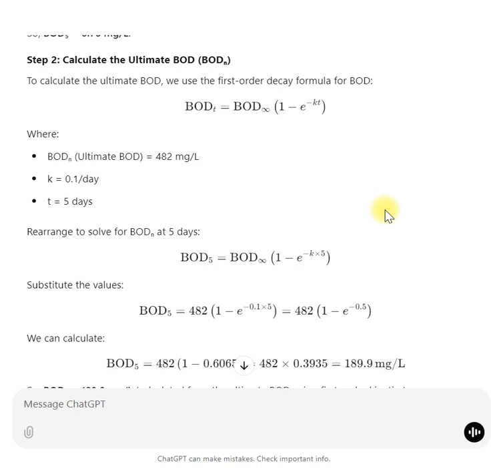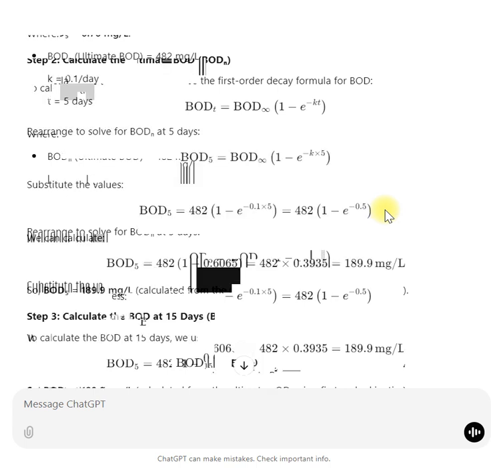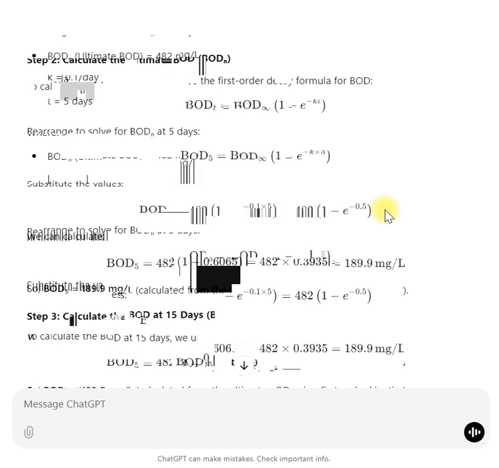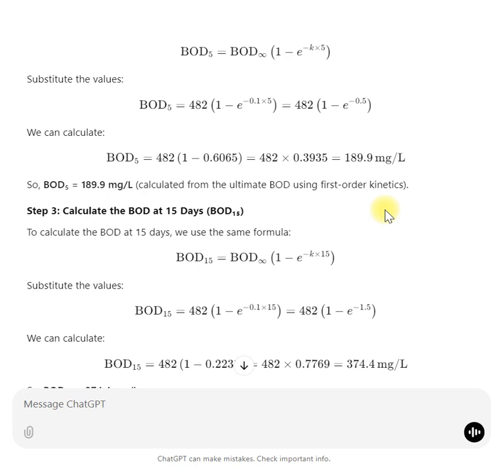Rearrange to solve for BOD at 5 days. BOD_5 equals BOD_ultimate times (1 minus e^(-kt)). Substitute the values: BOD_5 equals 482 times (1 minus e^(-0.1 times 5)), which is 482 times (1 minus e^(-0.5)). We can calculate: BOD_5 equals 482 times (1 minus 0.6065), equals 482 times 0.3935, equals 189.9. So BOD_5 equals 189.9 milligrams per liter, calculated from the ultimate BOD using first order kinetics.